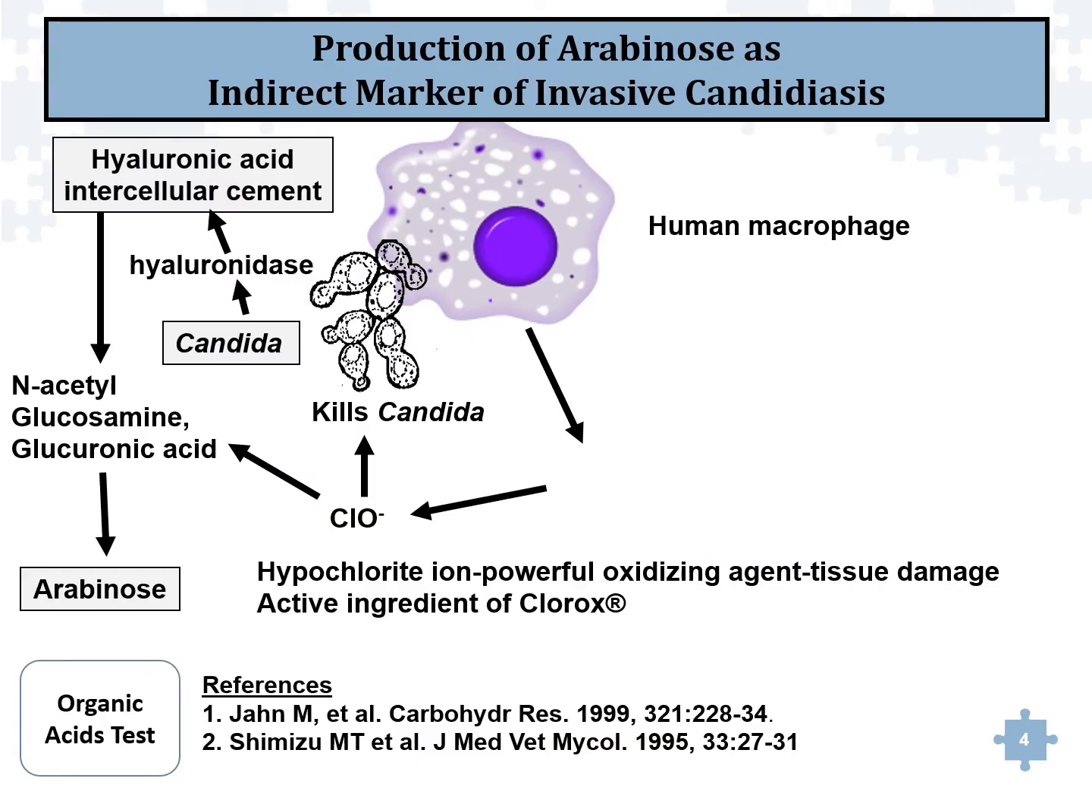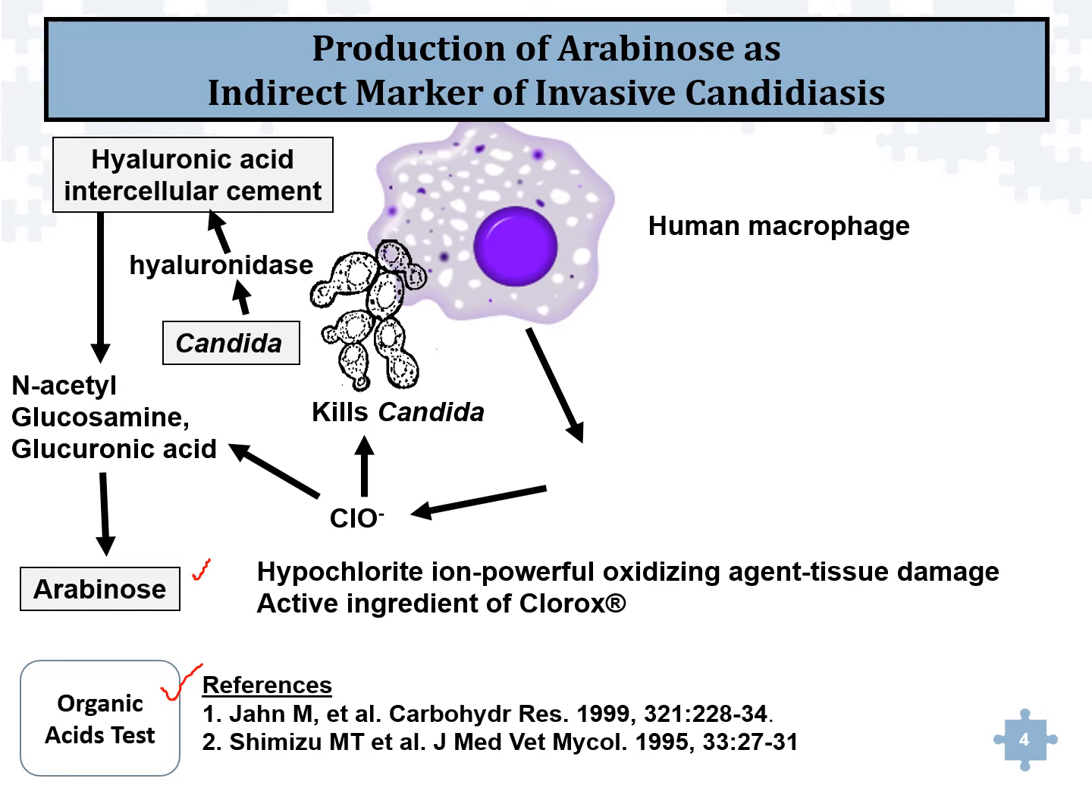Now, when we look at Candida, Candida releases its own enzymes, for example. So Candida can produce something called hyaluronidase, which breaks down the hyaluronic acid that makes two different chemical components, the N-acetylglucosamine and the glucuronic acid. And through that chemical reaction, we get arabinose production, which is getting picked up on the organic acids test.